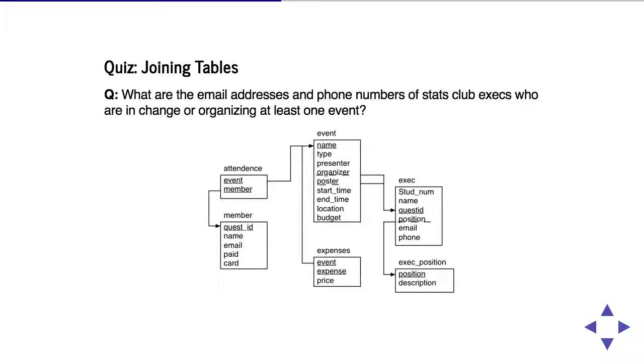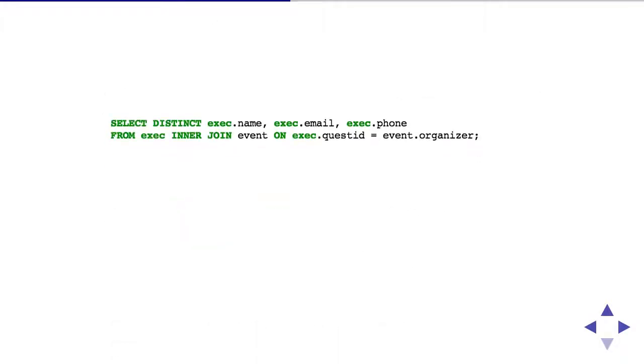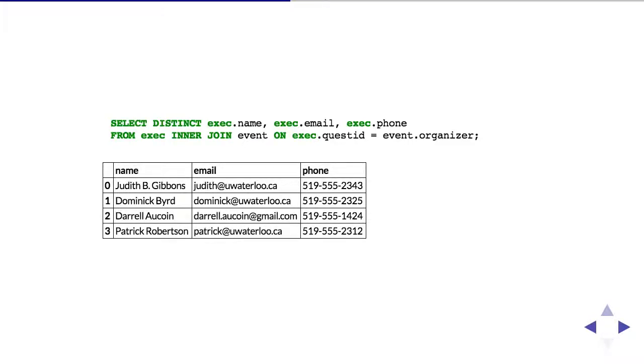So going on, you don't really need the distinct, but distinct basically removes all the duplicates. So exec.name, exec.email, and exec.phone from exec inner join event on where quest ID is equal to the organizer. So this basically gives the answer here. Distinct removes all the duplicates. I didn't really specify that in the question, so it was up to you.